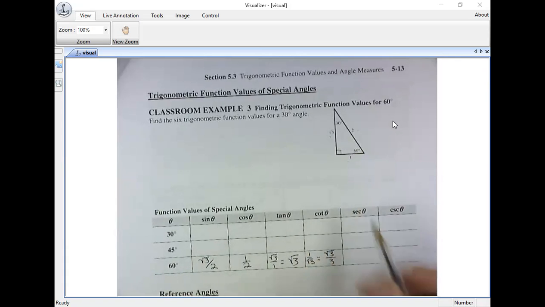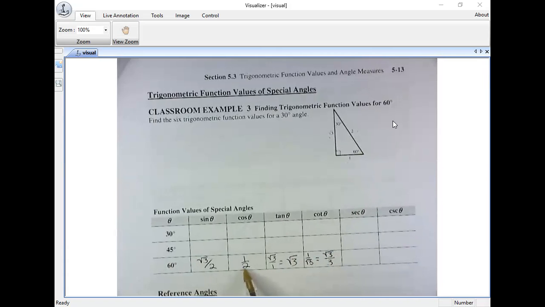Good? All right. Secant, that's got to be what? First of all, it's the reciprocal of cosine, so the secant is 2. And the cosecant would be 2 over the square root of 3. So yes, when we rationalize, you get 2 square root of 3 over 3. All right, so we have filled out what all those trig ratios would be on a 60-degree angle.